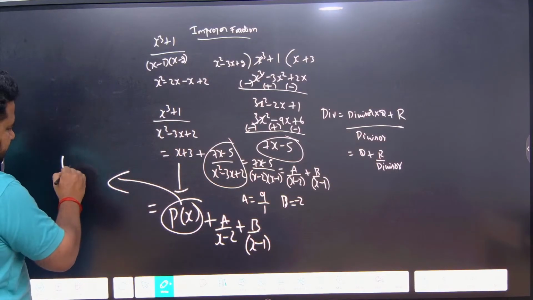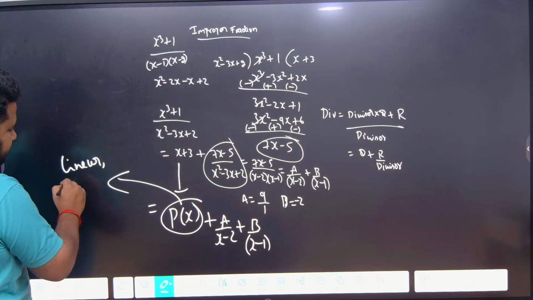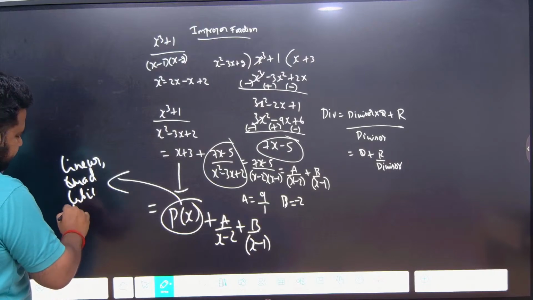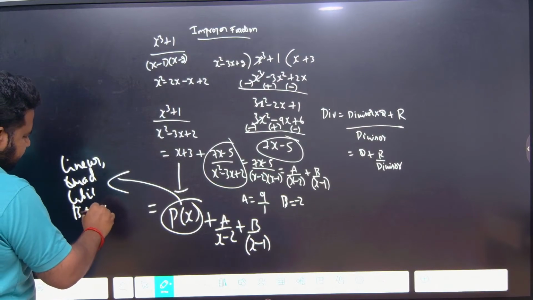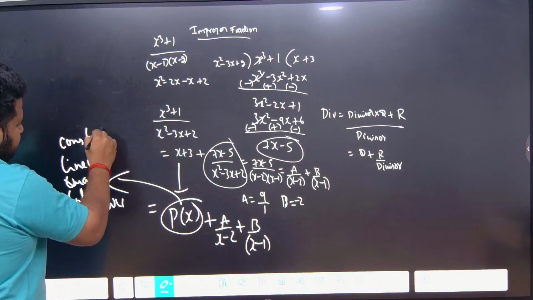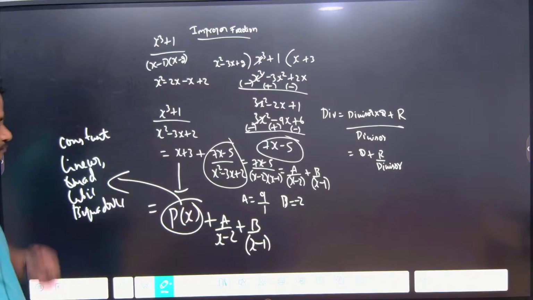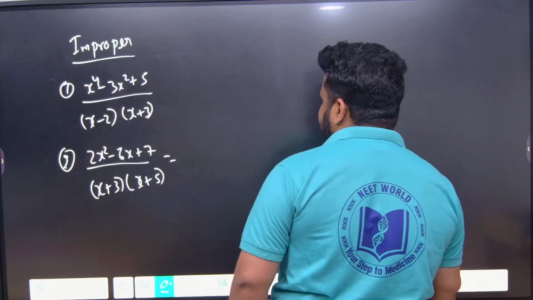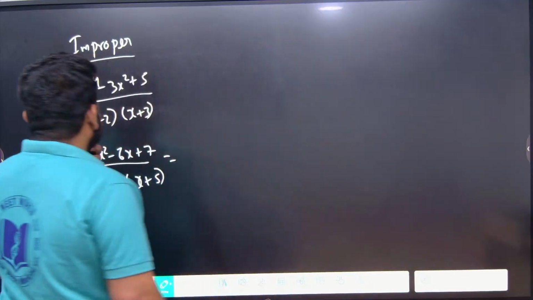This p(x) can be a linear term, this can be linear, this can be quadratic, this can be cubic, this can be biquadratic or anything, or this can also be constant. Now, how to find out this p(x) directly?